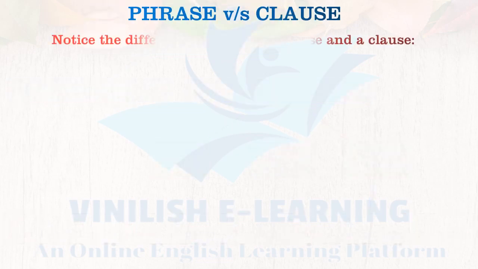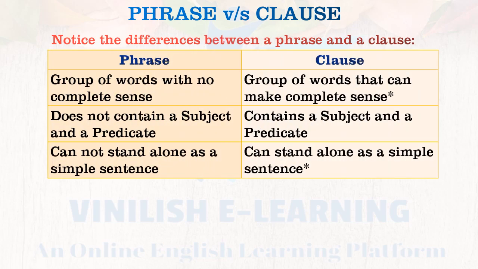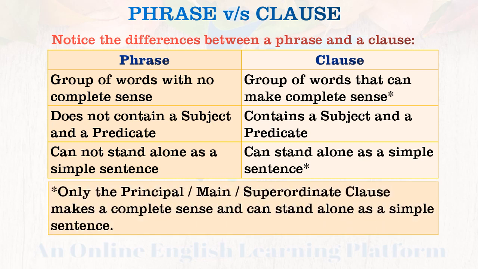Phrase versus clause. Notice the differences between a phrase and a clause. A phrase is a group of words with no complete sense. A clause is a group of words that can make complete sense. A phrase does not contain a subject and a predicate. A clause contains a subject and a predicate. A phrase cannot stand alone as a simple sentence. A clause can stand alone as a simple sentence. Only the principal or main clause makes a complete sense and can stand alone as a simple sentence.